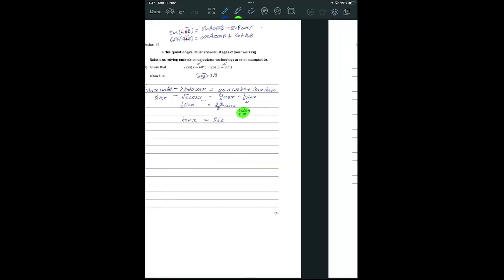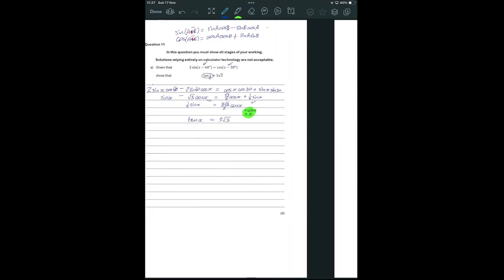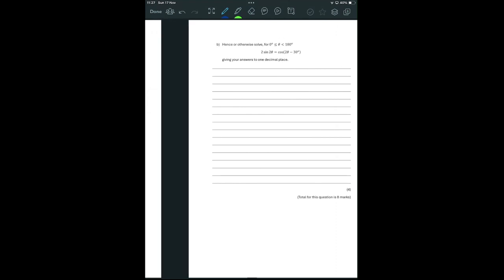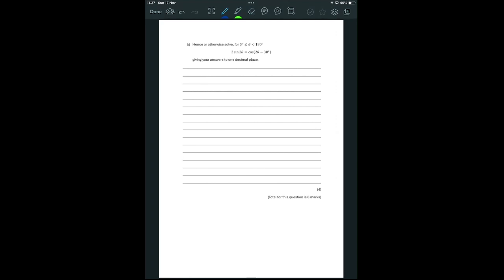Okay, part B of the question. We have 2 sine 2 theta equals cos 2 theta minus 30. That doesn't look too similar to what we have before. It kind of has a 2 sine equals cos, but the things inside the brackets don't look very similar at all. However, the question said hence.